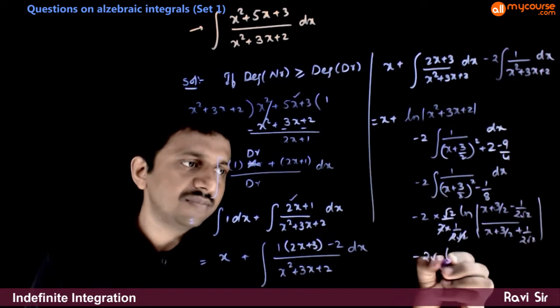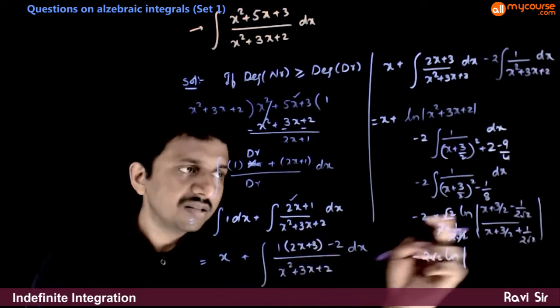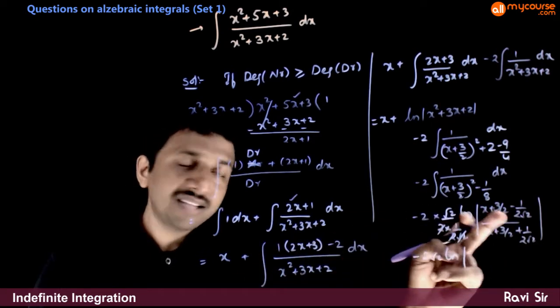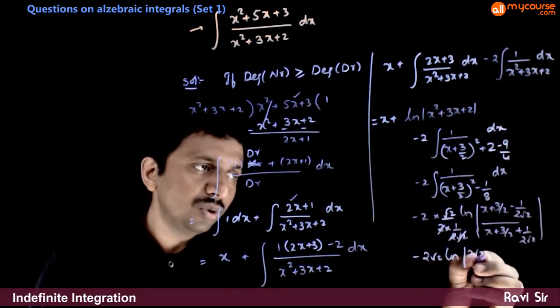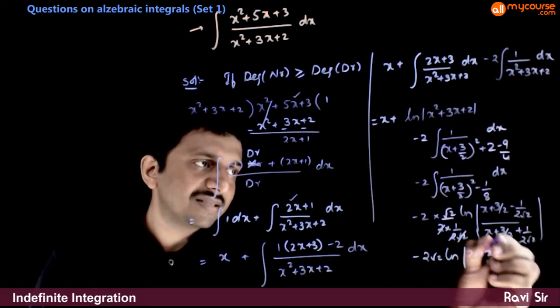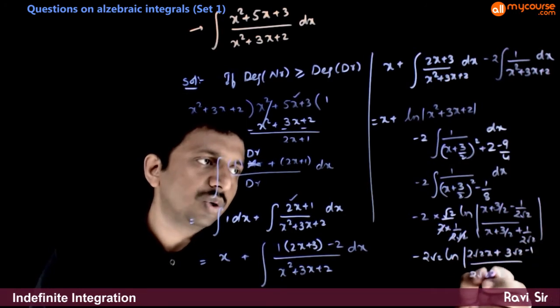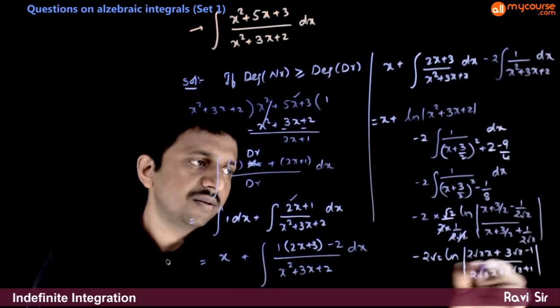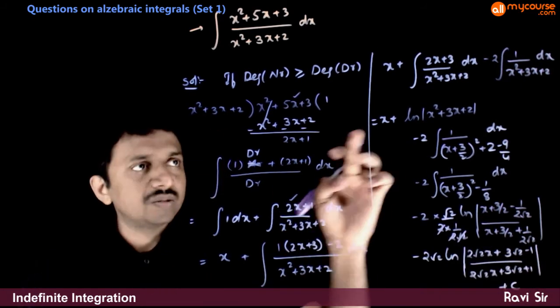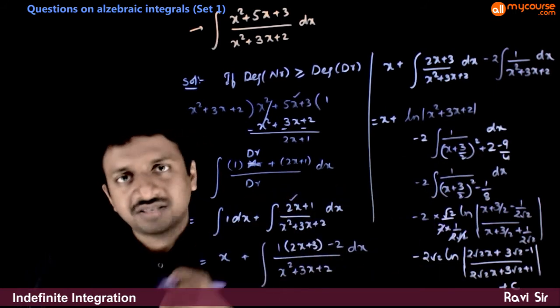So minus 2 root 2 times log mod. You can just take the LCM here. The LCM is 2 root 2. So (2 root 2 x plus 3 root 2 minus 1) by (2 root 2 x plus 3 root 2 plus 1), plus c is the answer. So this term plus this term plus this term is the answer.